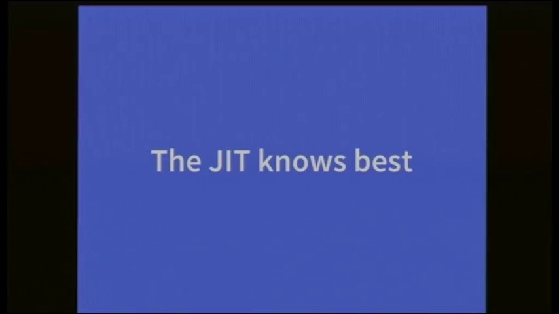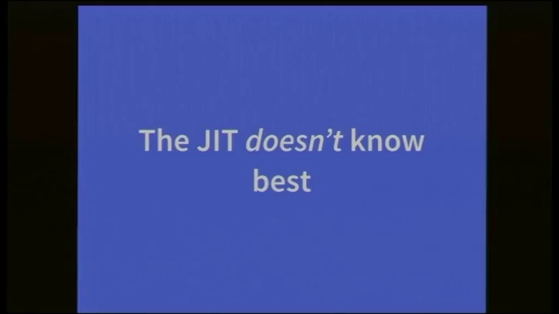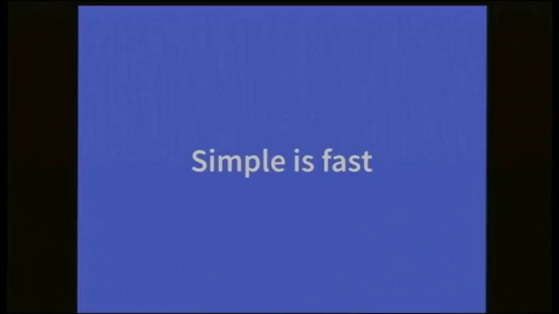Now, the JIT knows best. It's very tuned. It will take your code, it will find the hotspots, and it will make them fast. But it doesn't actually know best, because you need to tell it what you want to do. Now, simple is generally fast. If you write what you want to do, rather than trying random performance hacks, which would work in CPython, you will get much, much, much better JIT code because it can understand what you're doing.